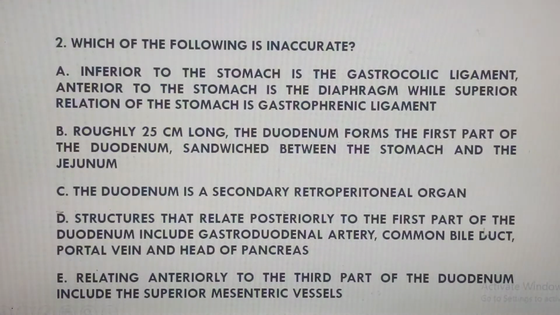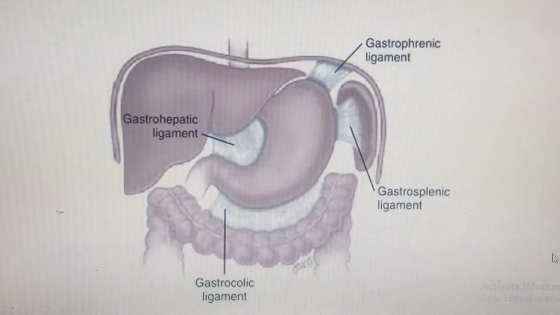Now, option E. Here the issue is that the head of the pancreas usually lies medial to what we call the second part of the duodenum. So this makes this statement inaccurate, but we justify these ones. Option E says relating anteriorly to the third part of the duodenum include the superior mesenteric vessels. That is a true statement. I will justify these ones for you. So there we are. This is showing you.